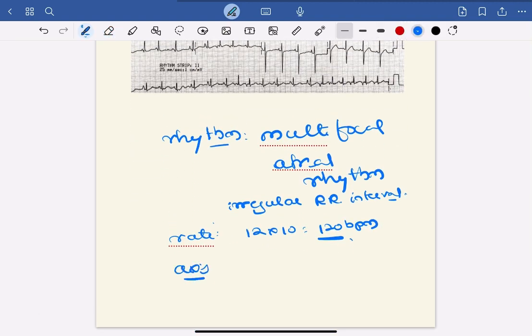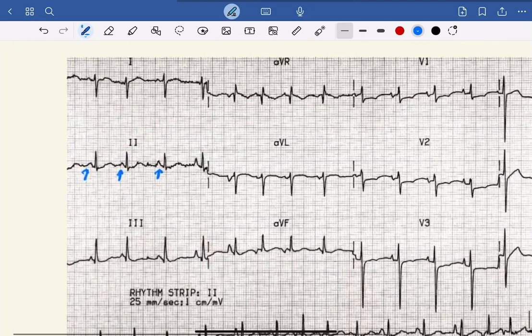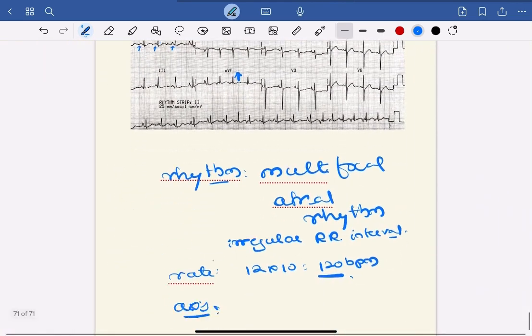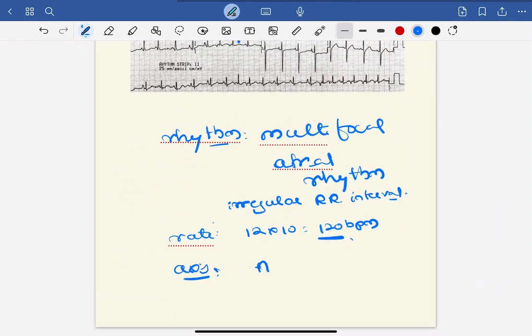So what is the axis in this ECG? For that you have to see lead 1 and AVF. In lead 1 the QRS is predominantly negative, and in lead AVF predominantly positive. That means there is right axis deviation.